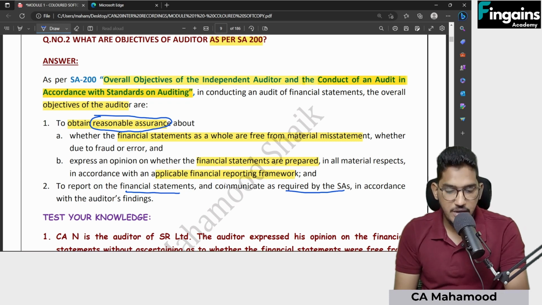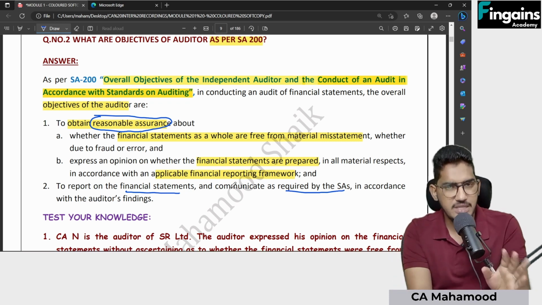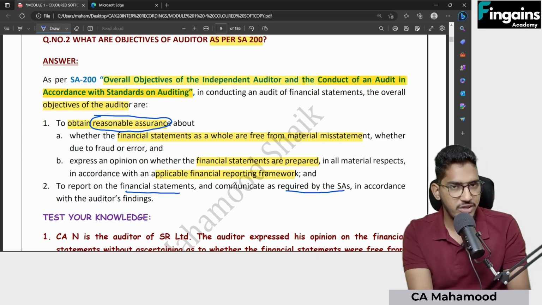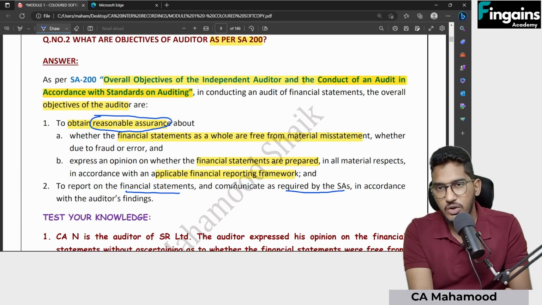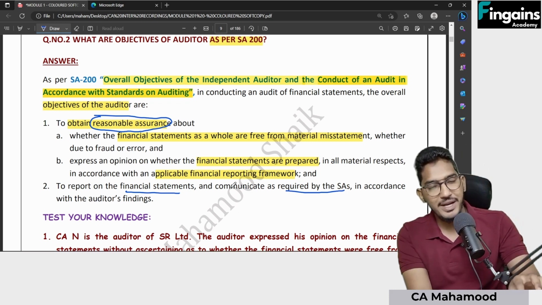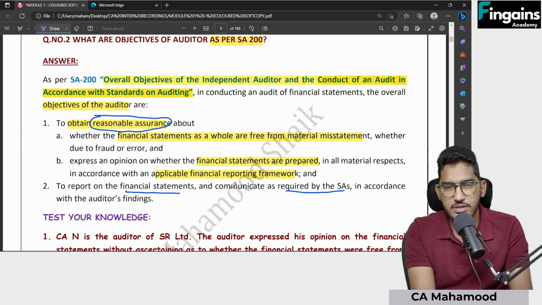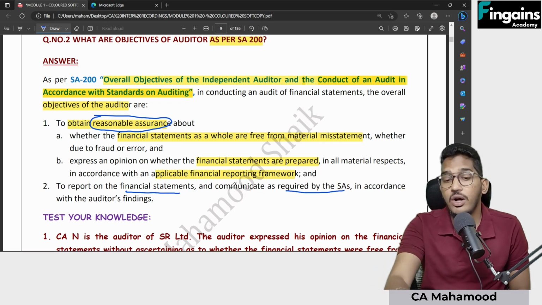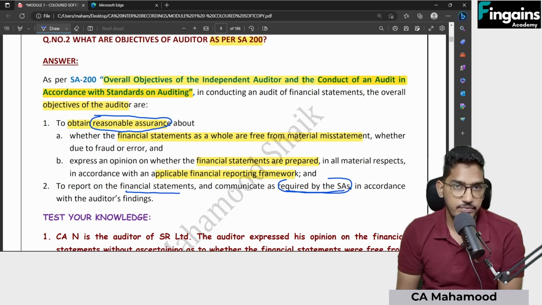auditor's findings. Which means that after completing the audit, you will have various findings, you will have various observations during the course of audit. Like you conducted the audit, you came to know about any fraud, you came to know about any non-compliances, you found some errors, you found some misstatements. Now all these findings are required to be reported or not? Yes. Sir, how to report on that findings, sir? In whatever manner I want, can I report it? No. You have to report all that findings as required by relevant standards on audit.